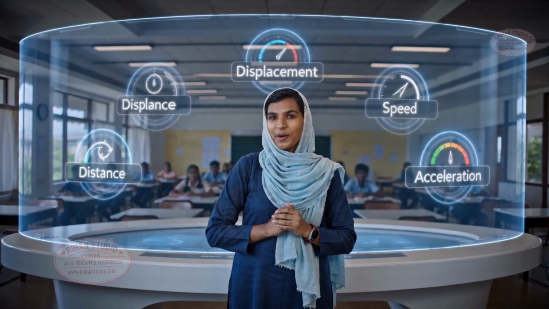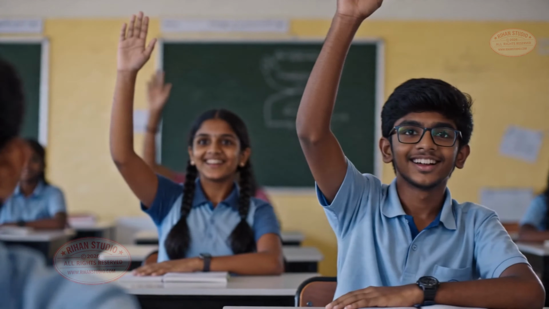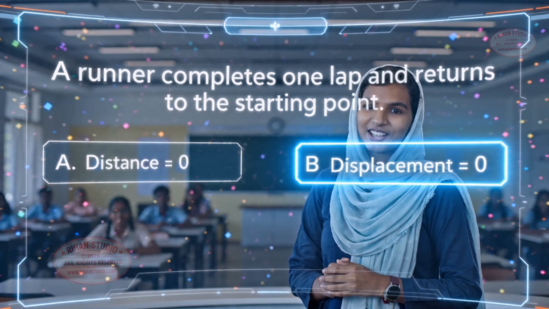Let's see how much you remember from today's lesson. Can you identify the correct answer? Correct. The displacement is 0 because the runner returns to the starting position.